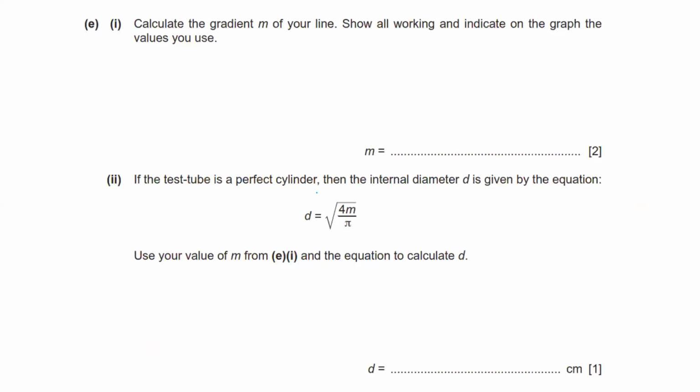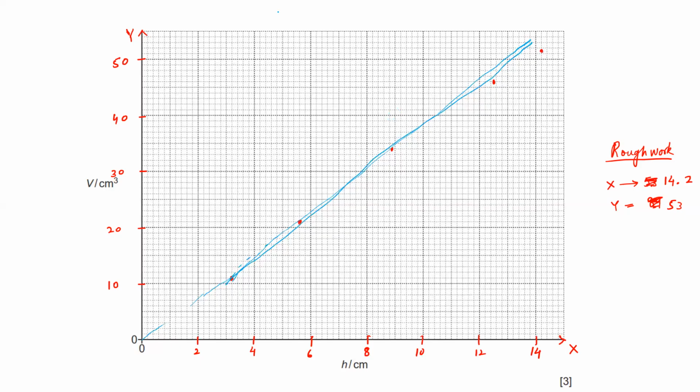So moving ahead, part E says, calculate the gradient M of your line. Say this is your line, and I'm using black now. You have to find the gradient. Find 2 points, let's say A and B, on your graph and find the values of these points. For example, when I made this line, my point A was 4.4 on the x-axis and 17 on the y-axis. My point B was 10.6 on the x-axis and 40 on the y-axis. So these were my 2 points.